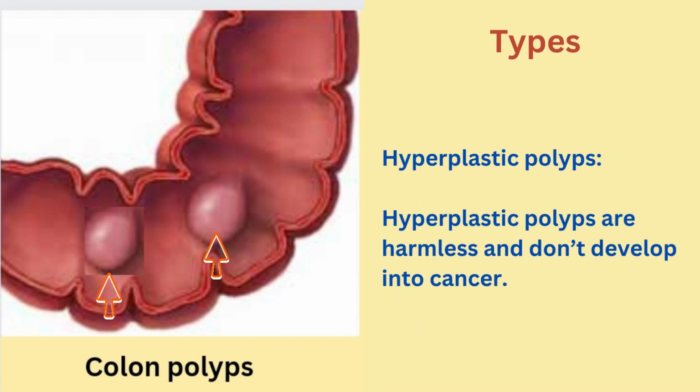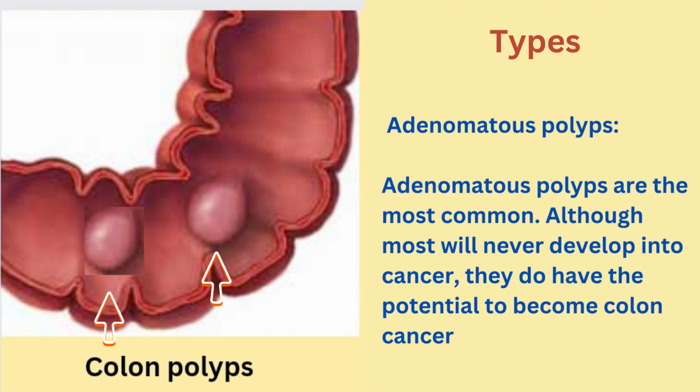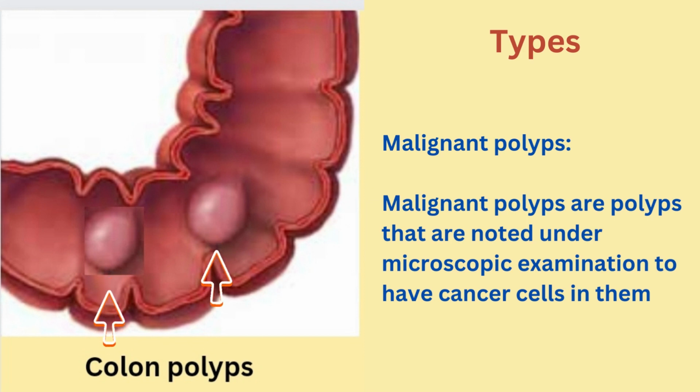Hypoplastic polyps. Hypoplastic polyps are harmless and don't develop into cancer. Adenomatous polyps. Adenomatous polyps are the most common. Although most will never develop into cancer, they do have the potential to become colon cancer. Malignant polyps. Malignant polyps are polyps that are noted under microscopic examination to have cancer cells in them.